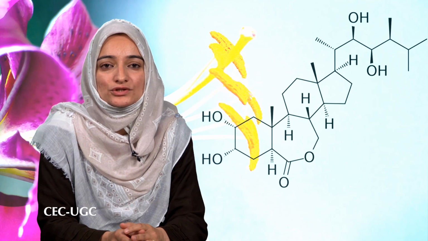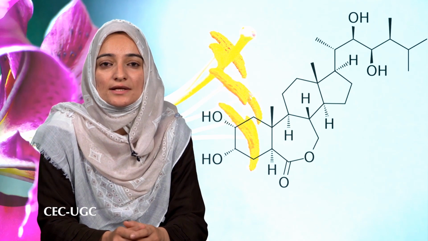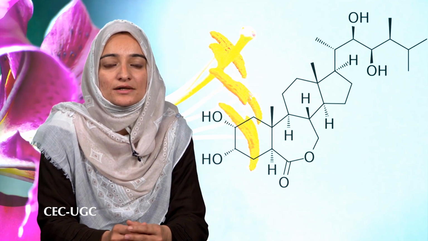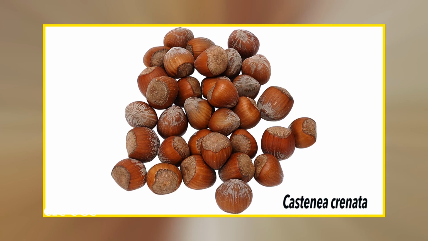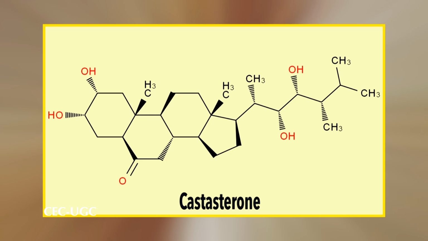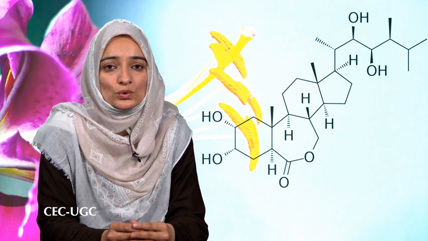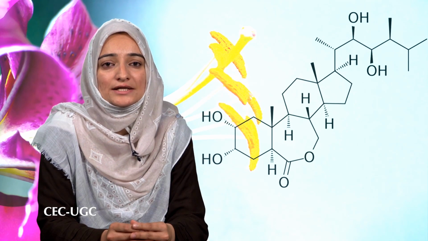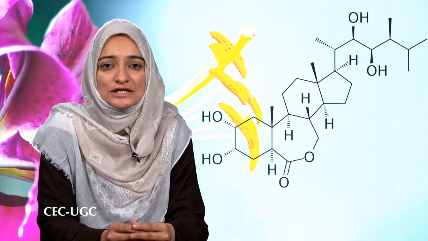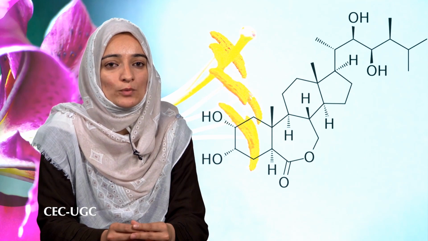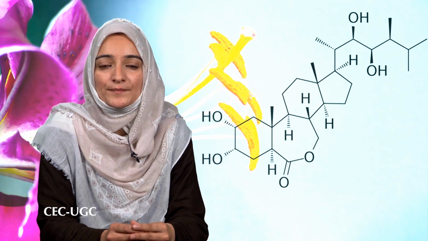In 1982, another steroidal substance with growth promoting nature was isolated from the insect galls of chestnut and named as castasterone. The discovery of brassinolide and castasterone gave an impetus to the idea of the presence of steroidal hormones with growth promoting nature in the plant kingdom.